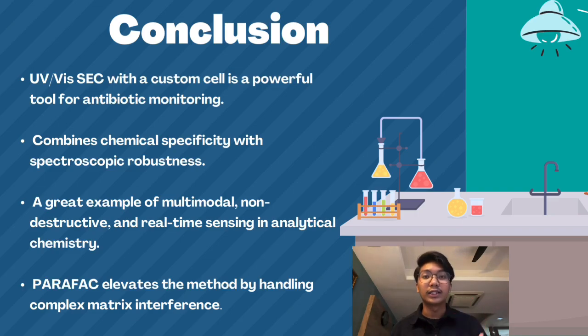In conclusion, this study shows that UV-based spectroelectrochemistry, especially with a well-designed SEC cell, is a powerful tool to detect ofloxacin in urine. It combines chemical specificity with spectral and electrochemical data, giving accurate results even in complex samples. By using PARAFAC, they solved the problem of overlapping signal and made the method much more reliable. This approach could be applied not just in clinical drug monitoring, but also in environmental analysis in future.